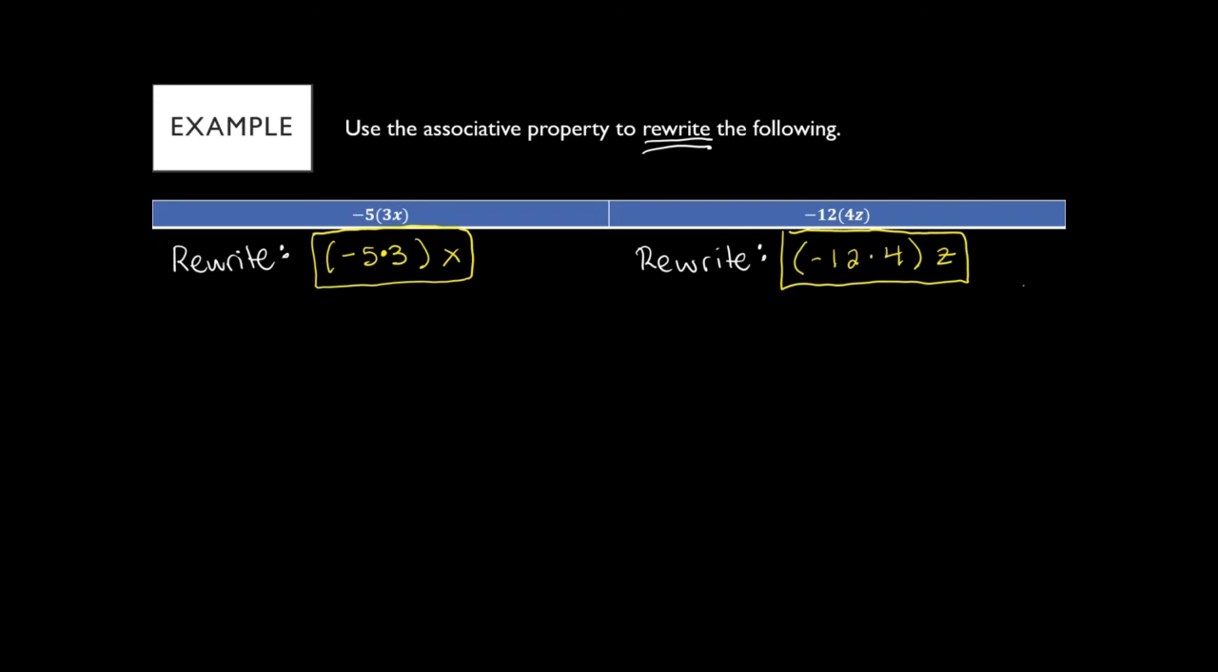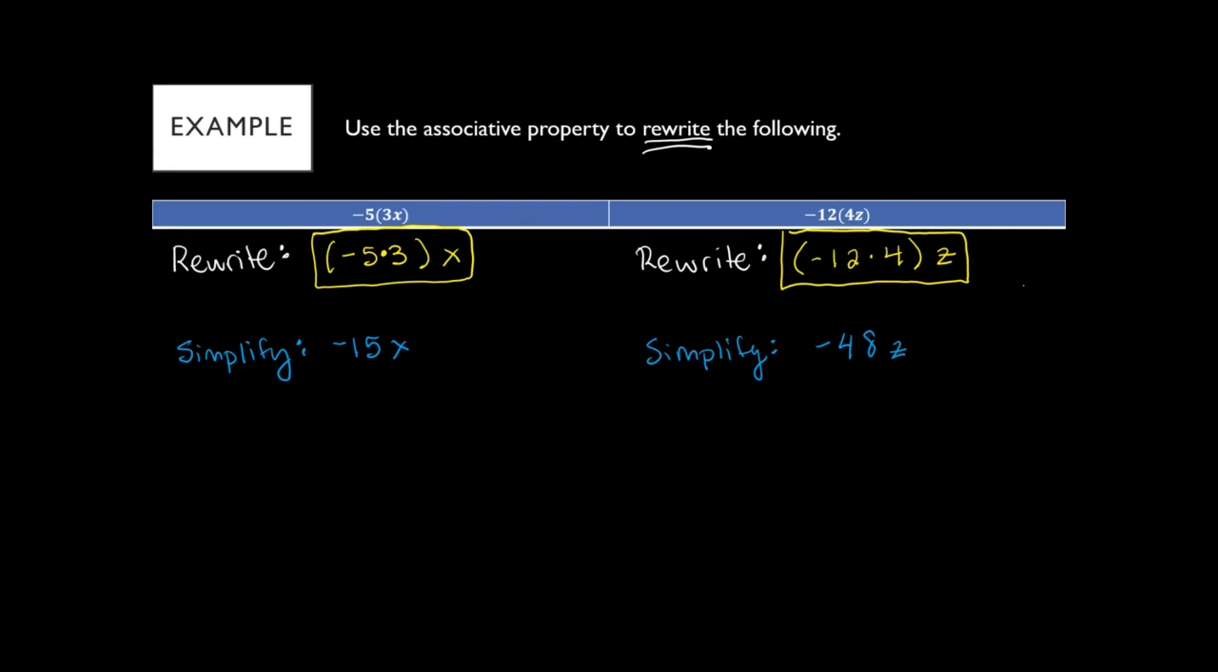Now, if you were told to simplify, that's when you actually do the multiplication. You actually start combining things together that you can. So we would have -5 times 3 for the first example, which is -15, and then you would have an x. And if we were to simplify the one on the right, it would be -12 times 4, which is -48, and then the letter z.